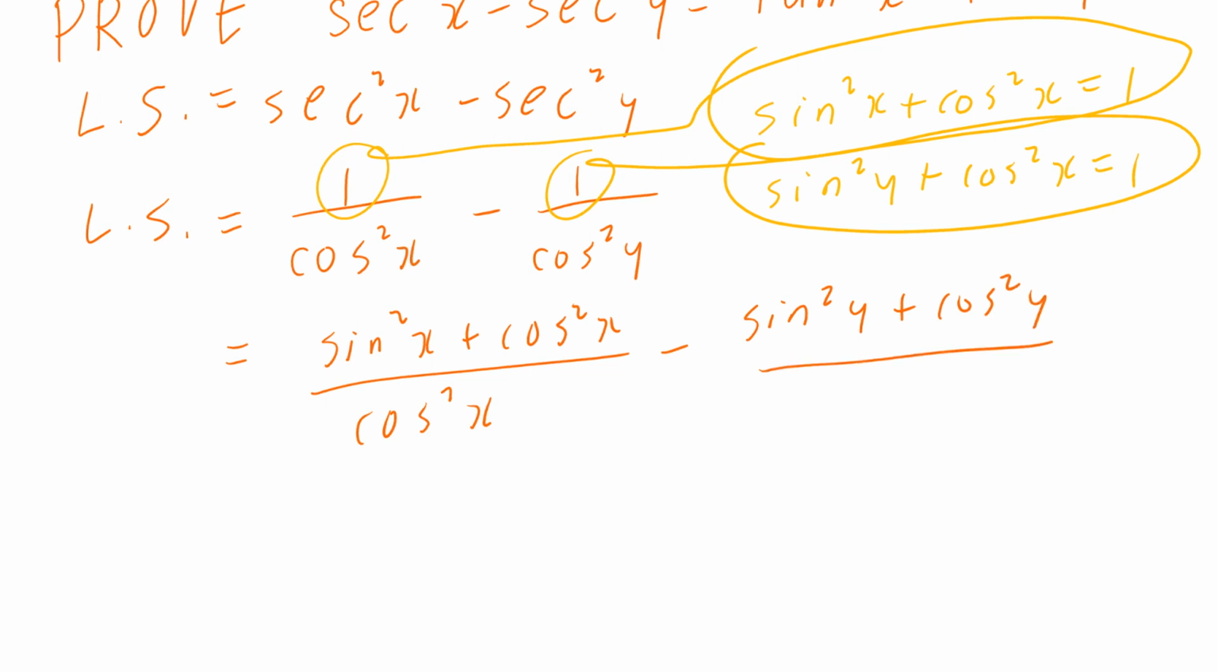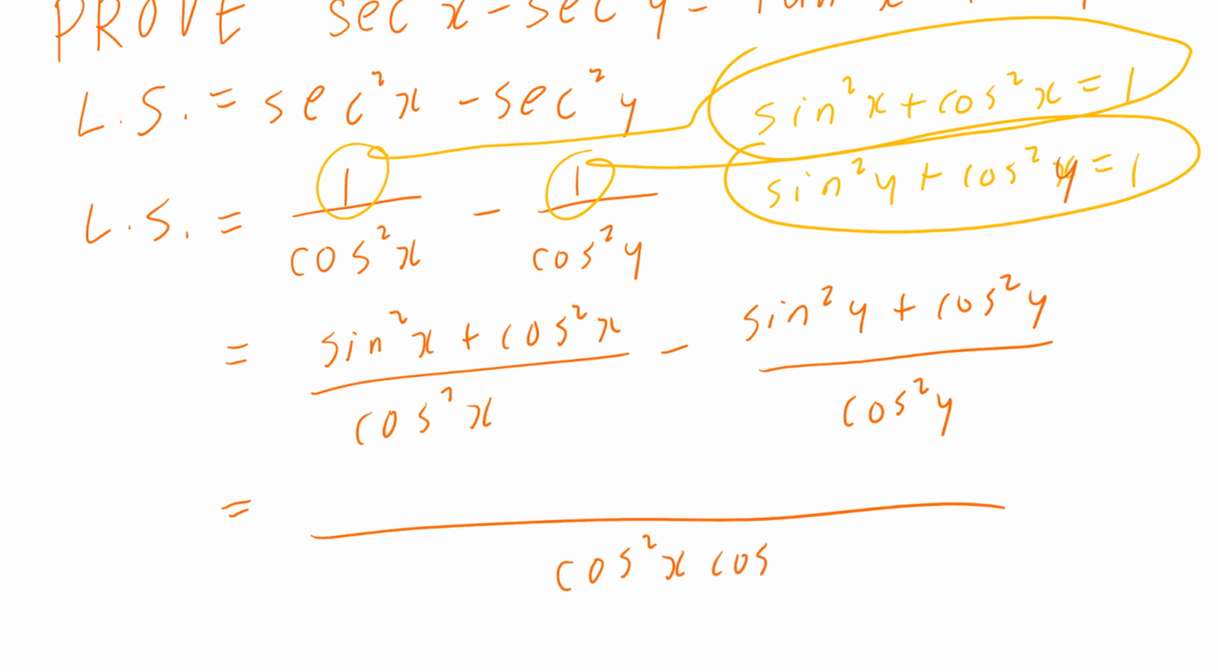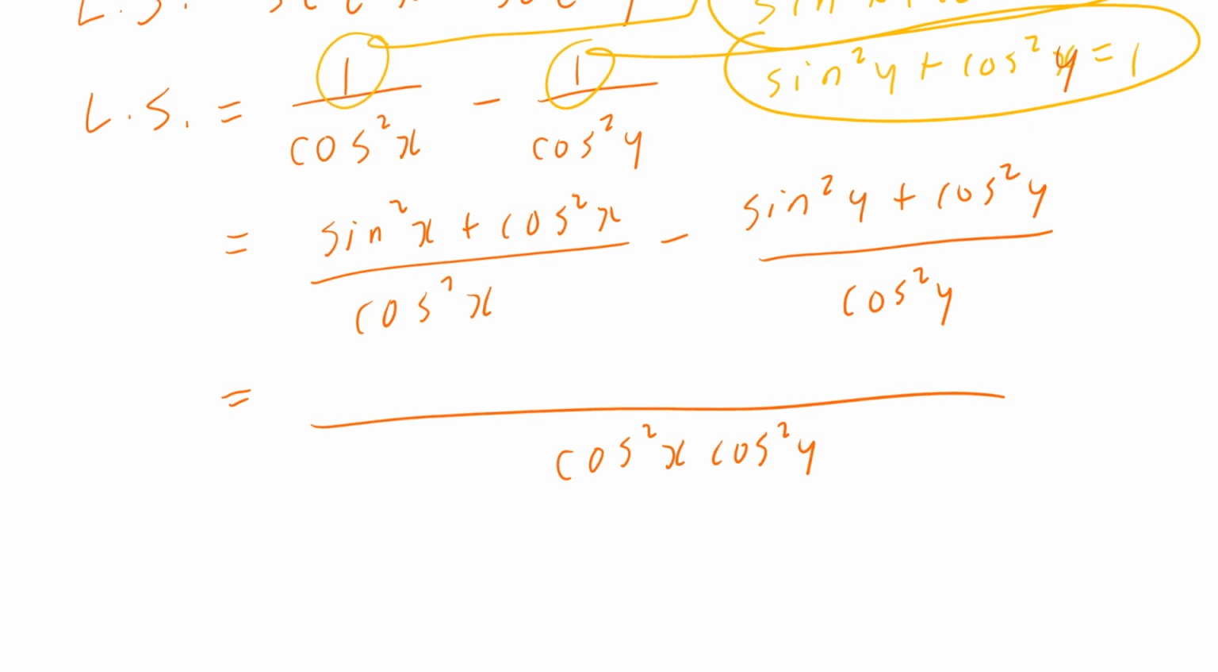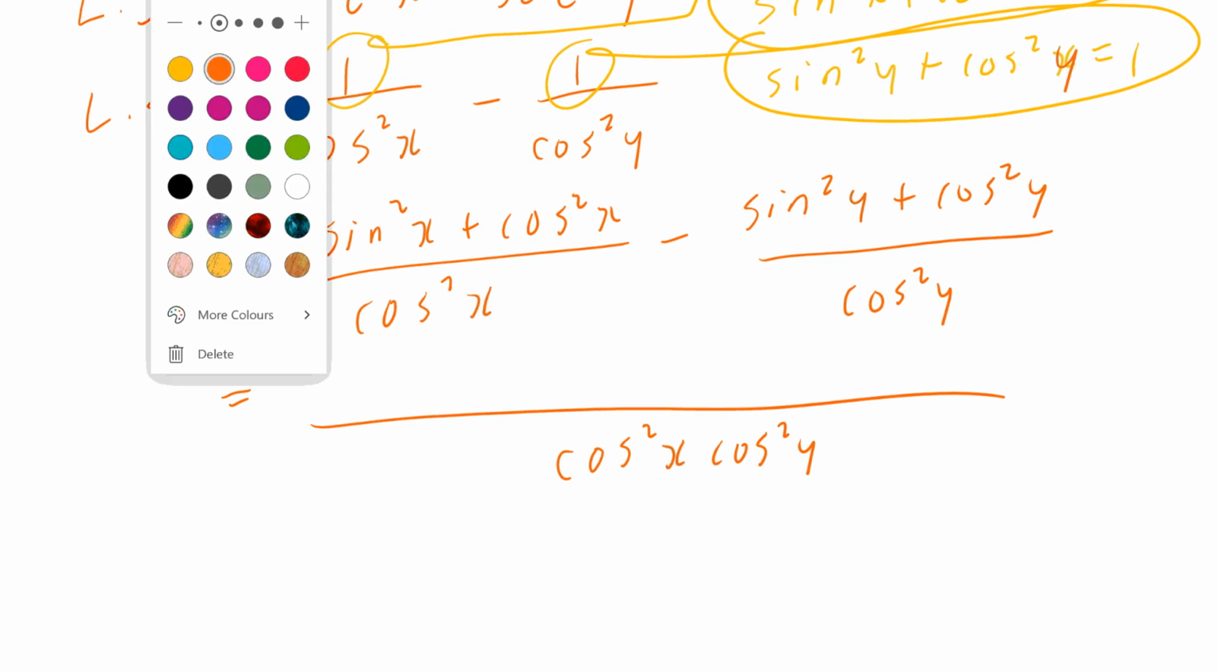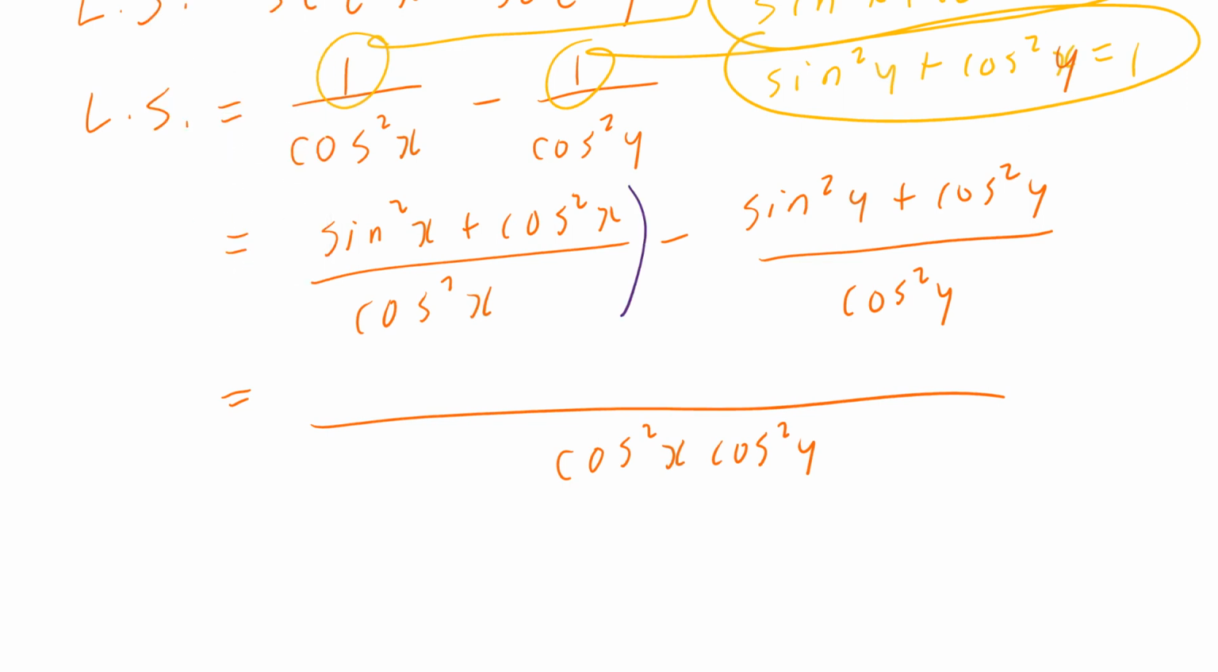And again, I just realized I made a typo. Let's go back and correct that. This is a y. Now I can find the common denominator and combine them. So the common denominator is going to be cosine square x times cosine square y. You can multiply the first fraction by the missing common denominator. So in this case, I'm multiplying the top and the bottom by cosine square y divided by cosine square y.